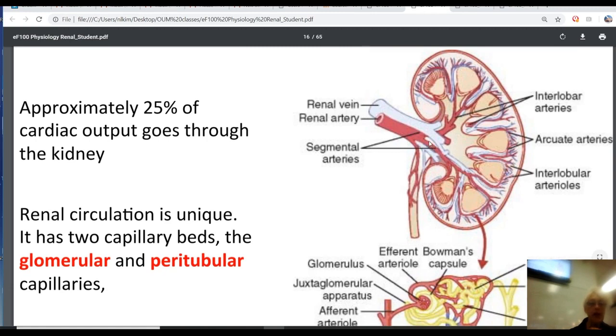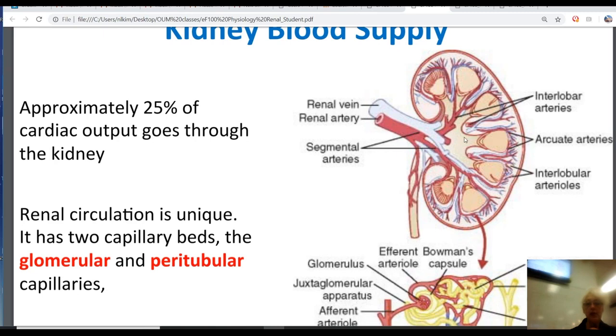About 25% of cardiac output goes through the kidney, which is important to know. This is a little bit more anatomy, more of gross anatomy, to help you take a look at how these arteries and veins are broken up. So you see your arcuate arteries, your interlobular arterioles, segmental arteries, and then of course your renal artery. So remember how arteries break down.